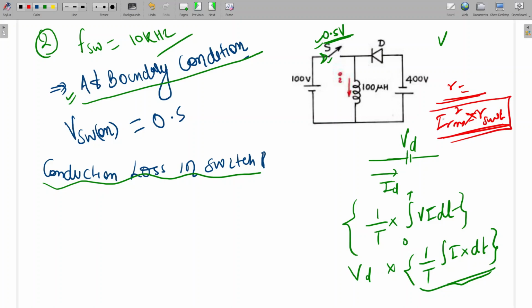See, when R is there, the voltage drop across the switch through R will also be variable, and the current will also be variable. So both quantities are variable, which means we have to consider the RMS value. Is it clear?